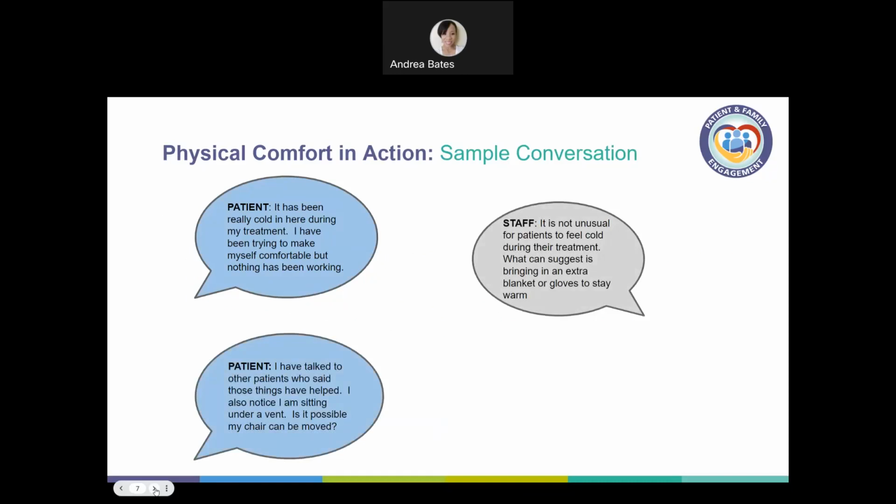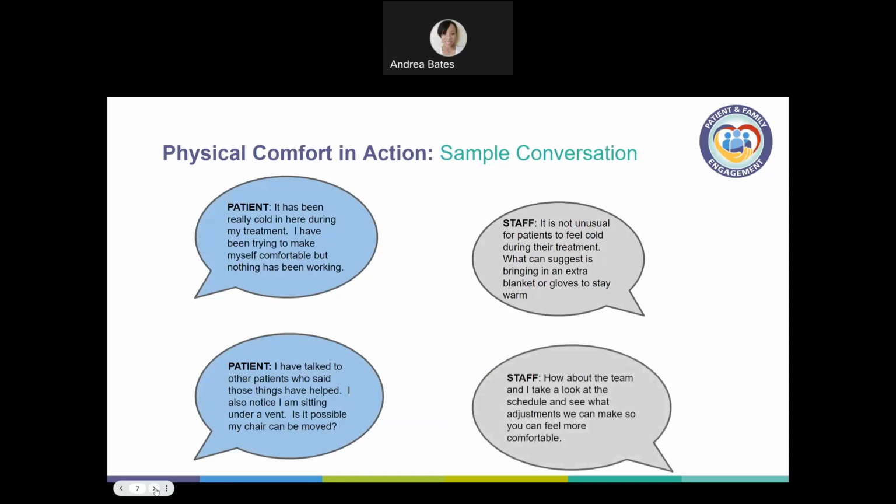But say the patient is sitting underneath a vent, and they're saying, "Well, can I possibly be moved?" And the staff could say, "Let me talk to my team. Let's take a look at the schedule and see what we can do to make you feel more comfortable."